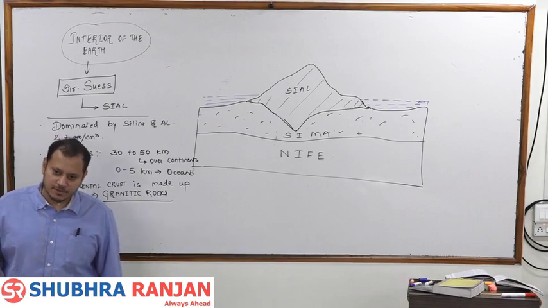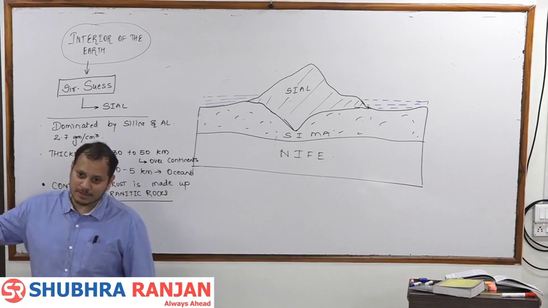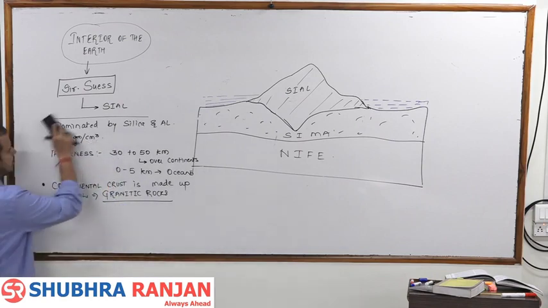Upper part of the asthenosphere is included, but this was not given by Suess, that was given by plate tectonics, so we will write that there in plate tectonics. Here we are writing the idea of Suess only.